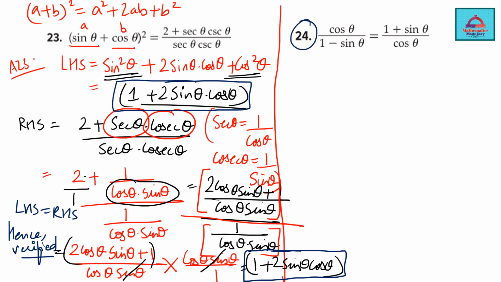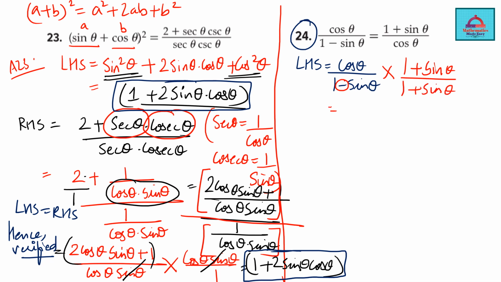Let's do the 24th question. Here I'm going to start with the left hand side. Let's take cos theta over 1 minus sine theta, and I'm going to multiply the numerator and denominator with the conjugate. What is conjugate? See here the sign is negative, so the conjugate would be the same terms with a plus sign. Just take the opposite sign. This is a kind of rationalization, where I'm multiplying the numerator and denominator with the conjugate, or the term with the opposite sign. Now you must be wondering why I'm doing that, and it will be clear to you within a few minutes.